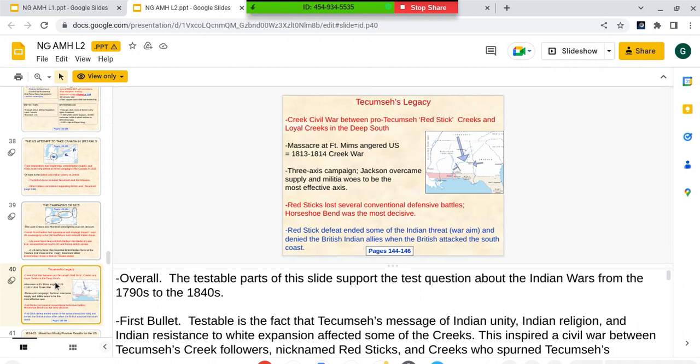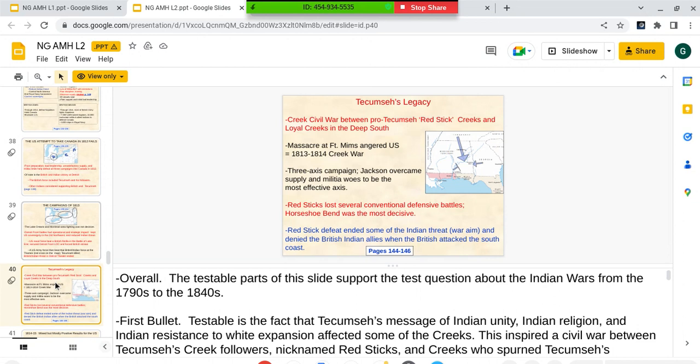Then there was the Creek Civil War. After Tecumseh died, there were a bunch of Indians that were still loyal to him. They were called the Red Stick Creeks. But there were also Indians that were loyal to the Americans, known as the Loyal Creeks. And this was in the Deep South. The Red Sticks killed a bunch of people at a fort. It led to a lot of wars fighting against the Red Sticks, meaning the people who were still loyal to Tecumseh and the British and trying to prevent the Americans from expanding their borders.